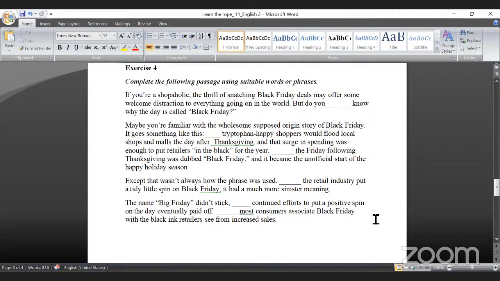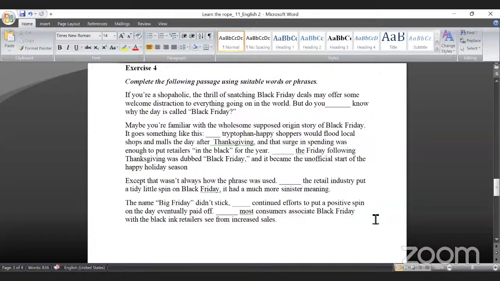Now, except that wasn't always how the phrase was used. Dash the retail industry put a tidy little spin on Black Friday. It had a much more sinister meaning. This is a sentence that shows chronology, so you can use certain words which we use in chronology or for sequencing.